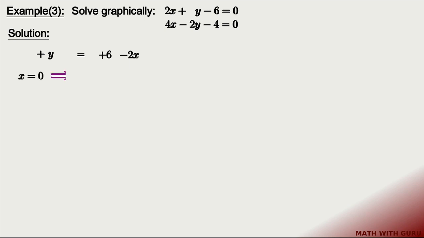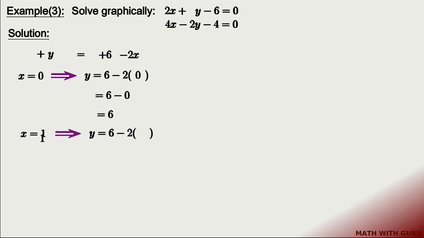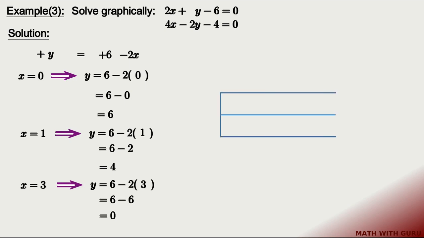Let x equal 0. y equals 6 minus 2x, 2 into 0. 6 minus 0 equals 6. x equals 1. y equals 6 minus 2 into x, that is 1. 6 minus 2 equals 4. x equals 3 implies y equals 6 minus 2x. x is 3 here. Substitute the value. 6 minus 6, which is equal to 0.